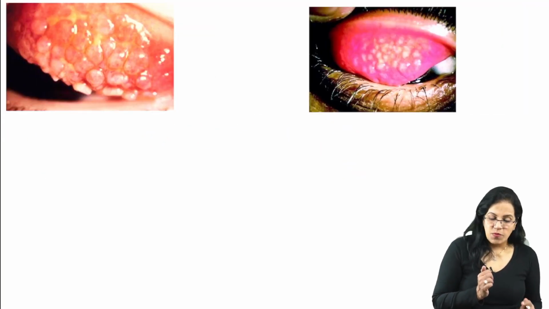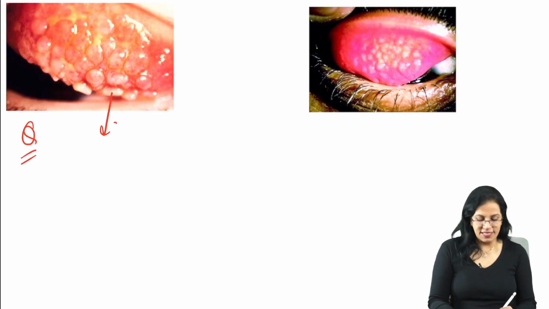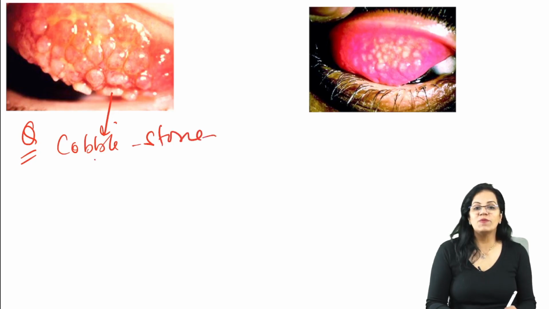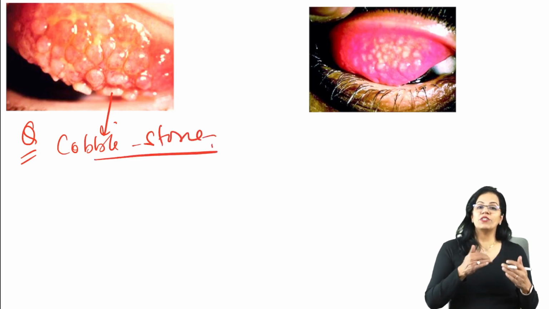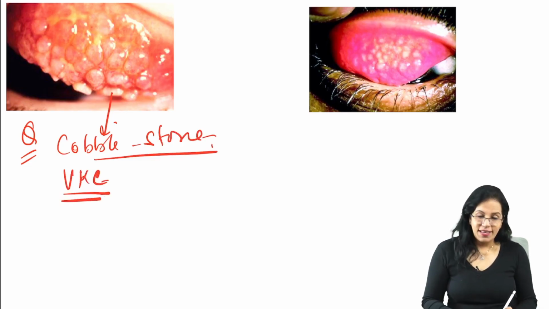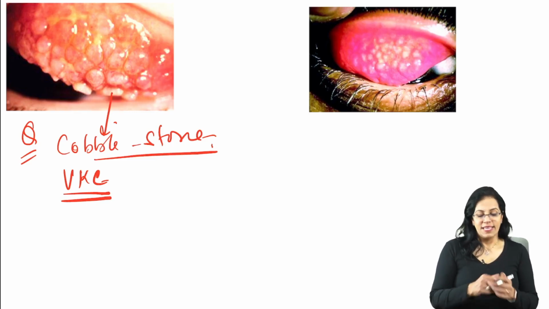Next slide. What do you see here? Don't forget the important topic. Please revise your vernal keratoconjunctivitis. You're looking at cobblestone appearance. What is cobblestone appearance? It is epithelial hyperplasia, which happens in spring catarrh or vernal keratoconjunctivitis. Though it is not mainly in spring, it is mainly in summers. This disease is more prominent.